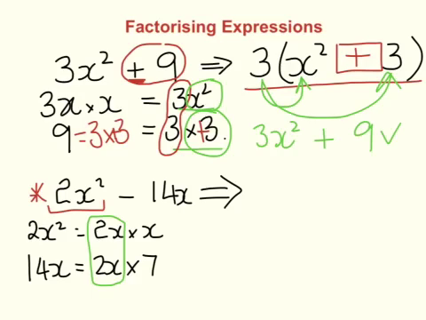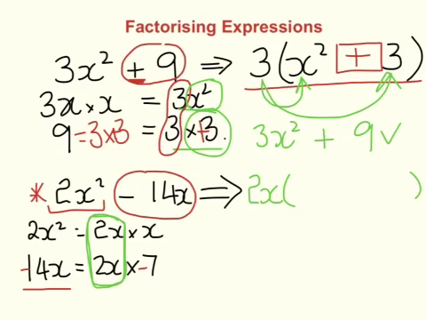It's also important to note that we've got a minus 14x. That means I should include a minus down here with my 14x. That also means that we have 2x times minus 7. We have our common factor of 2x, so that can live outside of the brackets. Inside the brackets, we have an x and a minus 7. x minus 7.